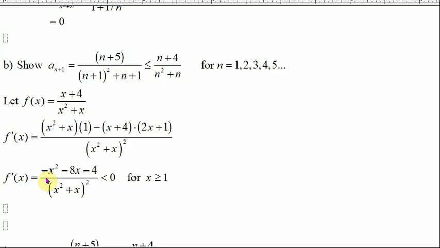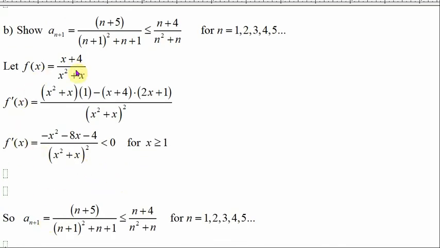Simplifying the numerator, we get negative x squared minus 8x minus 4. The bottom is squared, so it's always going to be positive, and the top is always going to be negative, since x is greater than or equal to 1. So we have negative divided by positive, which is negative, and therefore the derivative is always less than 0 for x greater than or equal to 1. That means the function (x plus 4) over (x squared plus x) is a decreasing function, and therefore a sub n plus 1 will be less than a sub n for n starting at 1.